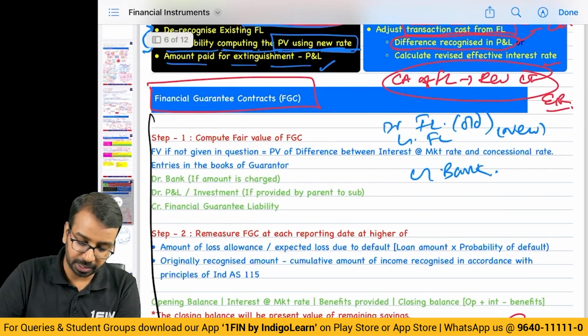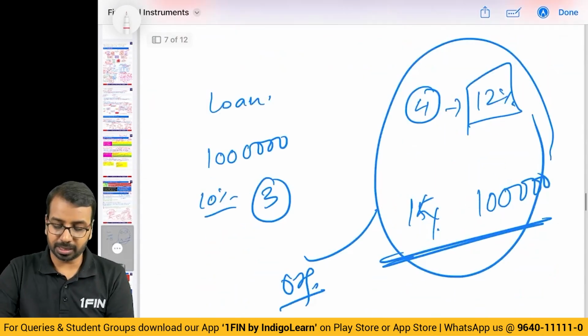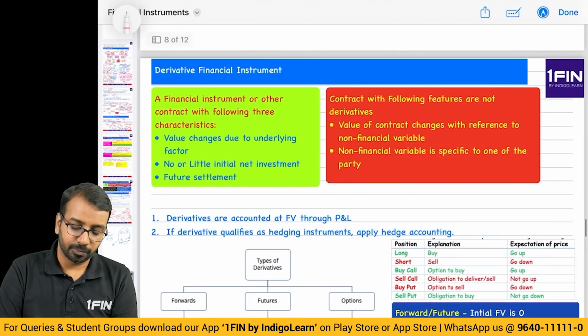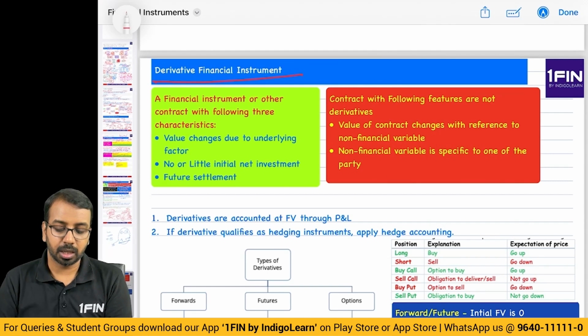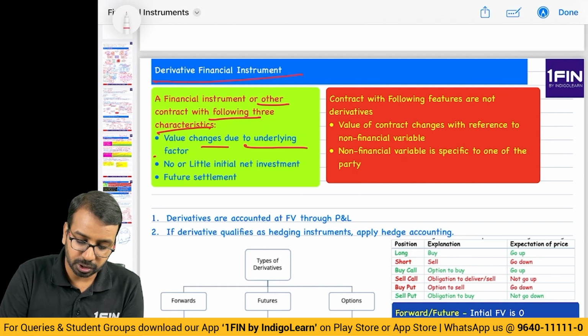So this we have already done using the question that we have just now discussed. If you want, you can just go through the concept once. Then we have derivative instruments. Now what is a derivative? A derivative is a contract which has the following characteristic. Value changes due to an underlying factor.